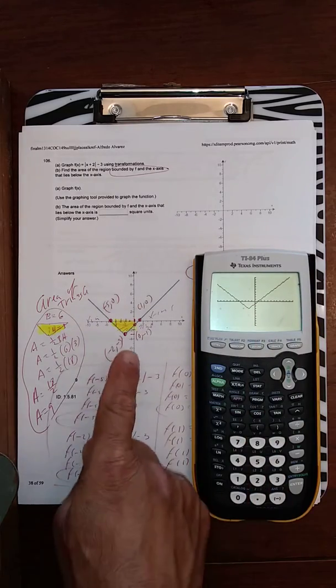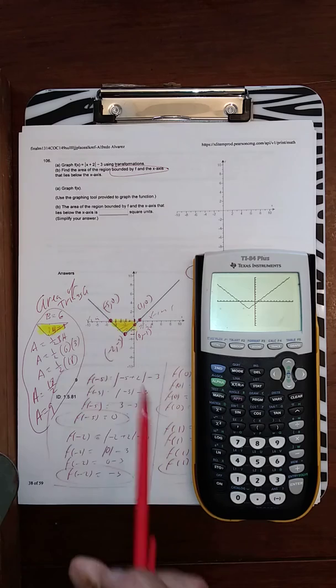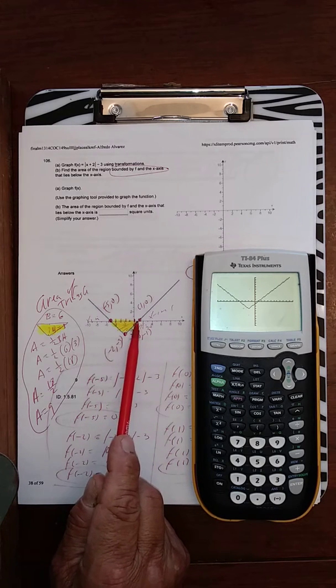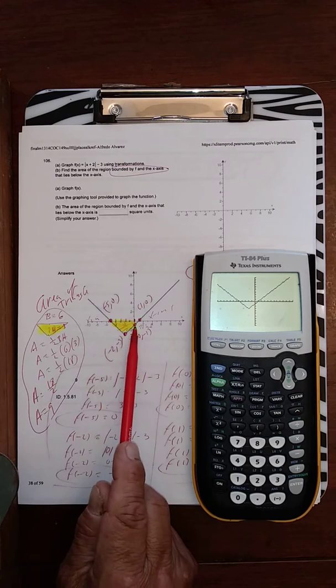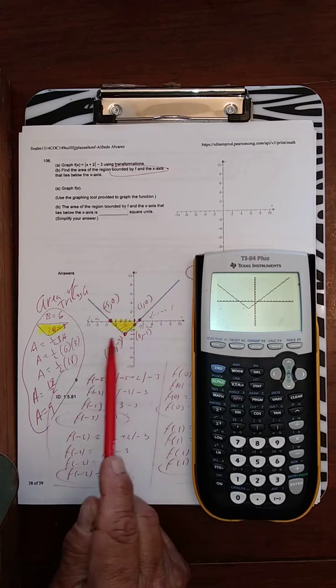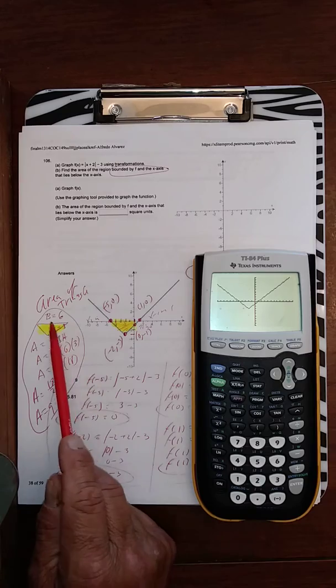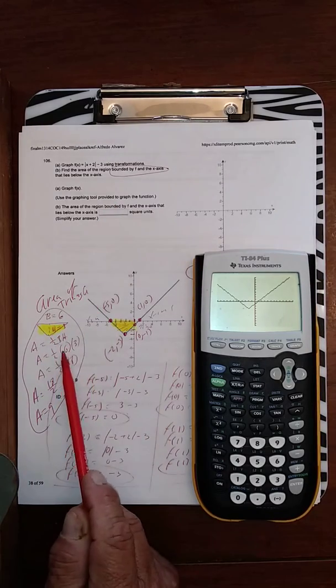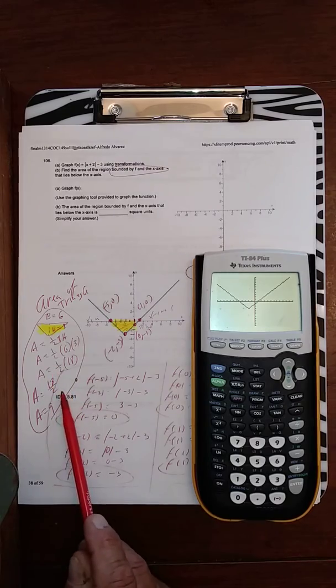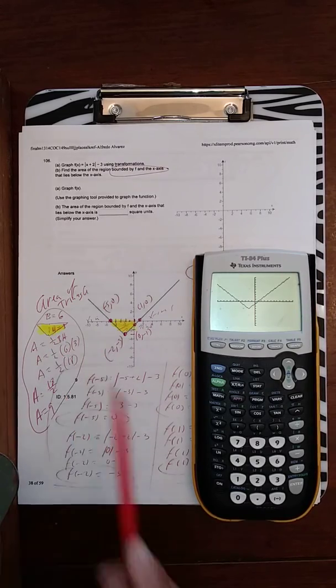So now it also says what's the area bounded. So the area bounded is, count the numbers from here, 1, 2, 3, 4, 5, 6 this way, and 1, 2, 3 this way. So 6 and 3, area is 1/2 base height bounded. 6 and 3 is 18. 18 by 2 is 9. So the area in here is 9.